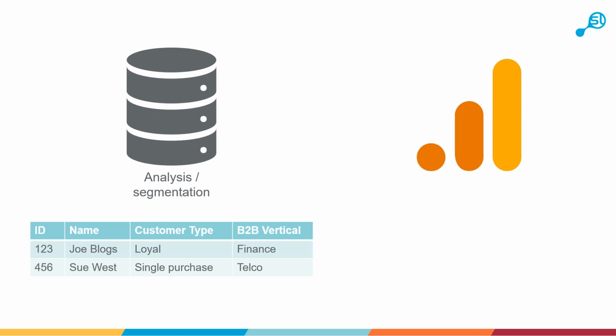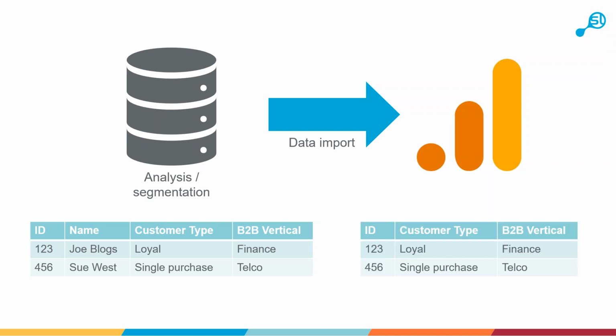So we might have customer type where we might have loyal customers or new single purchase customers. We might have the vertical, the B2B vertical defined, so it could be finance or telecommunications. There's a feature of Google Analytics which is called data import in the admin section. So as long as we have the user ID and the user ID is present in both systems, we can create some custom dimensions related to customer type and B2B vertical that are scoped against a user. And then we can use a data import to import that information.